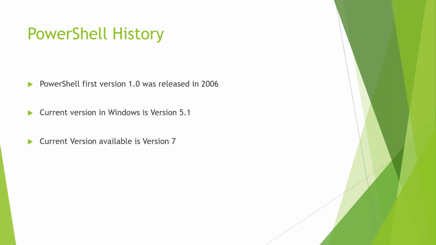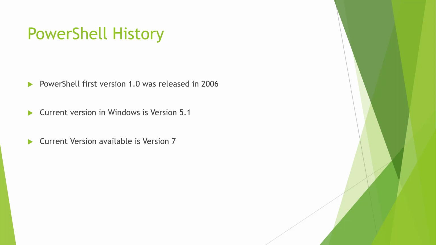PowerShell 5 was released as an internal part of the Windows Management Framework, and that was one of the core functions of predominantly today's operating systems. If you have an updated version of Windows, you're probably running either version 5 or version 5.1 of PowerShell. That's the current PowerShell in all versions of Windows. However, that's not the most current version available.